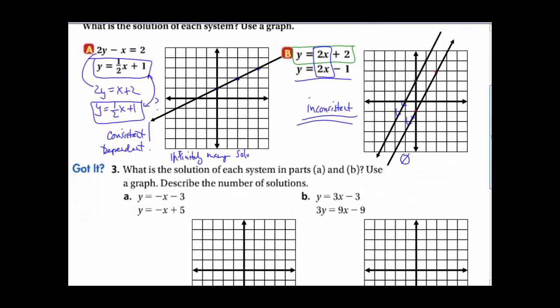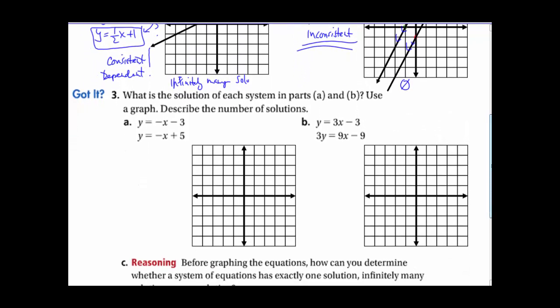Let's check again. Let's call it a 200-point quiz: 100 points for A, 100 points for B. On 3, what is the solution of each system in parts A and B? Use that graph. Describe the number of solutions. Tell me, is it consistent or inconsistent? And if it's consistent, tell me if it's independent or dependent. Hit pause and go.